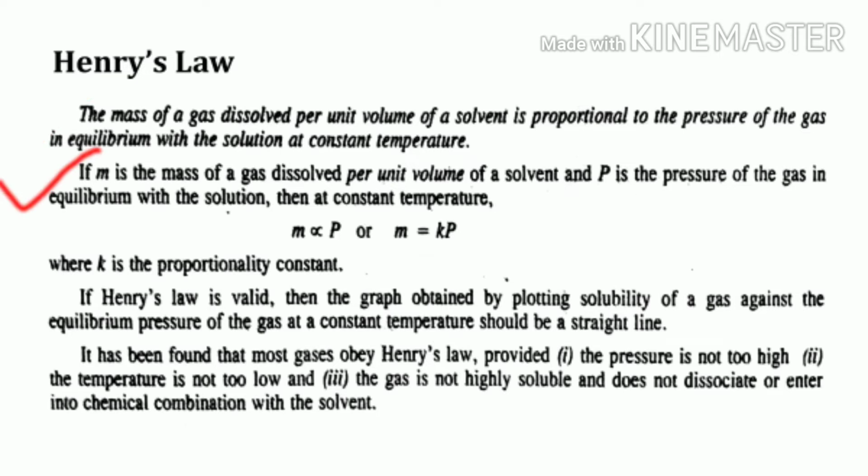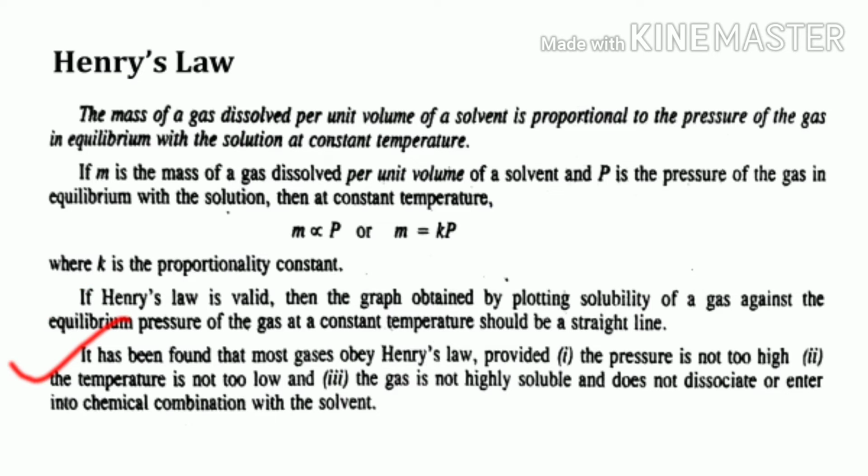Consider that m is the mass of a gas dissolved per unit volume of a solvent and P is the pressure of the gas in equilibrium with the solution. Then at constant temperature, according to Henry's law, m is directly proportional to P, or we can write m = K P, where K is a constant known as the Henry's law constant. If Henry's law is valid, then the graph obtained by plotting the solubility of the gas against the equilibrium pressure of the gas at constant temperature should be a straight line, which we will discuss later.